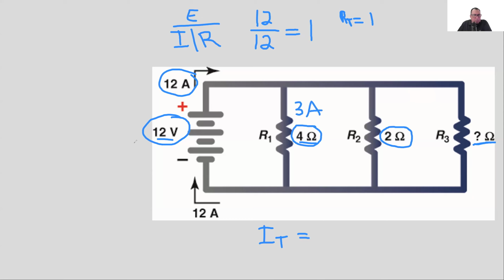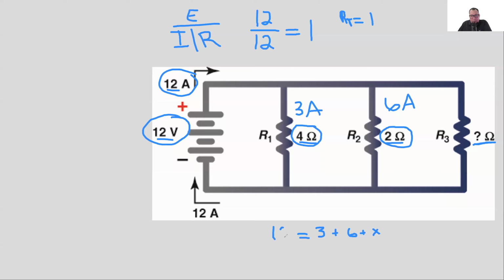Now 12 volts divided by 2 ohms for leg number 2 will give us 6 amps. I was looking ahead instead of looking at what I'm supposed to be looking at. So now what that tells us is that IT equals 3 amps for leg 1 plus 6 amps for leg 2 plus the amperage for leg 3, but we don't know that just yet. But can we find it? We can definitely find it, because we actually have the answer for IT already, and it is 12 because it was given to us.